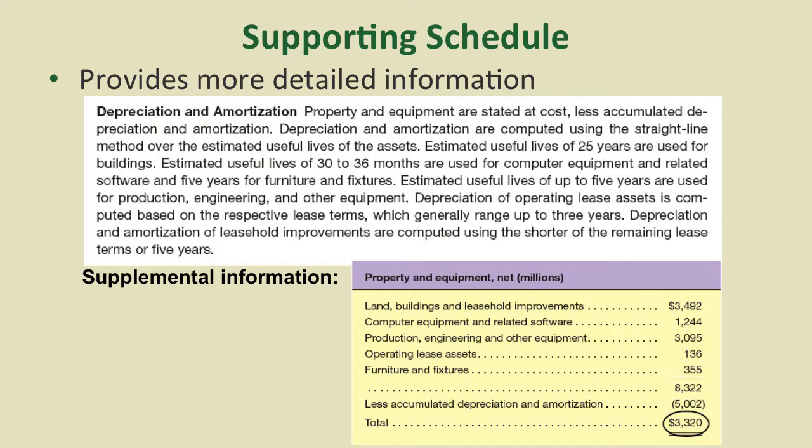The supporting schedule in the footnote will tell you that, okay, of this $33.20 million, some of them are land and buildings and leasehold improvement. Some of them are computer equipment related software. Some of them are production, engineering, other equipment. We also have operating lease asset and also have furniture and fixtures. So they provide you a detailed explanation of the numbers they show on the balance sheet.